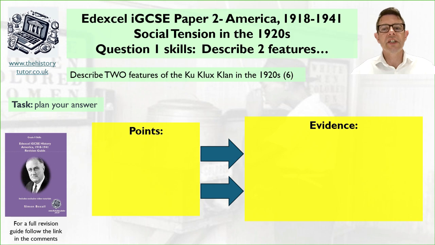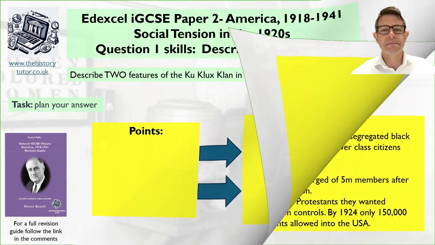What are 2 features of the Ku Klux Klan? We need to think about some points of argument we're going to make. Then we need to think about some evidence to back it up. So have a look through my talk through videos now, or have a look through my revision guide, and see if you can find some points that represent features of the Ku Klux Klan, things they did, things they were, and then some evidence to back it up. So pause me now and have a think.